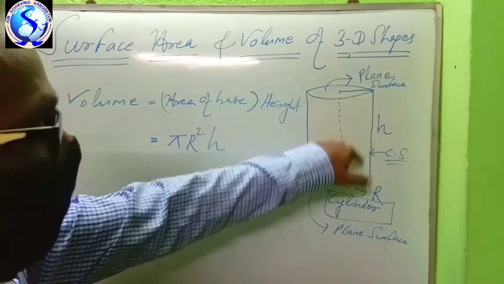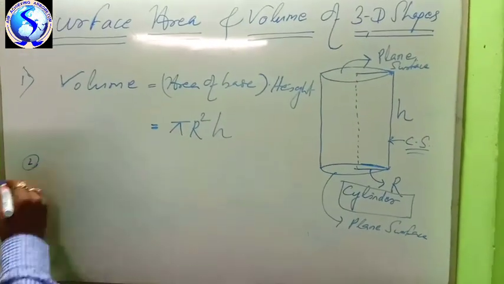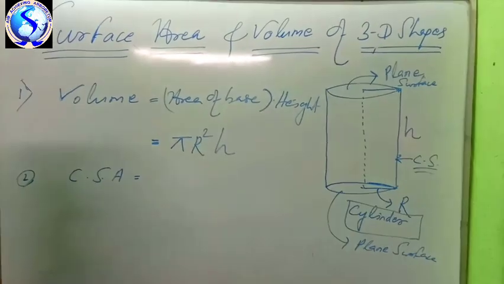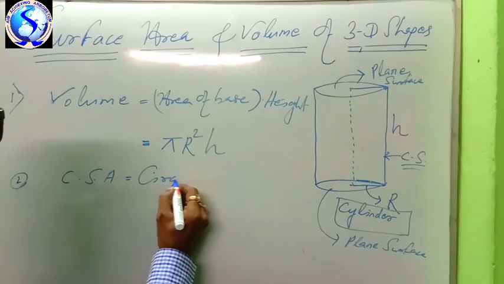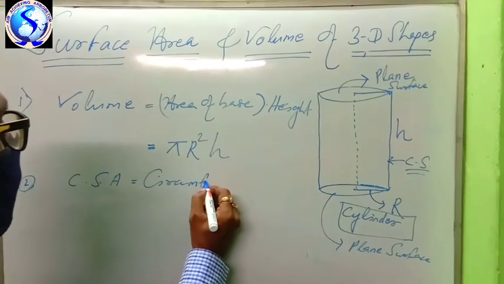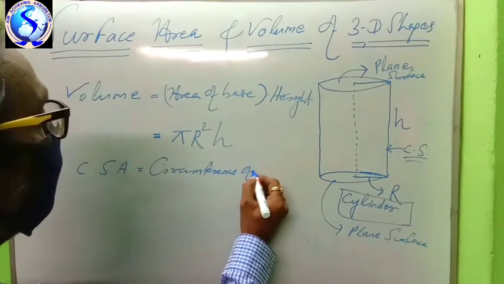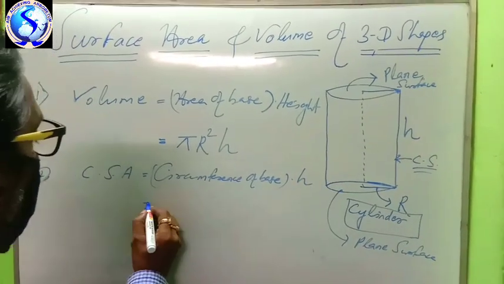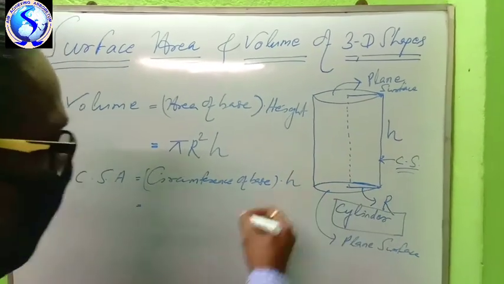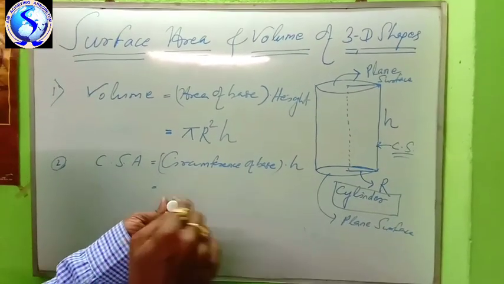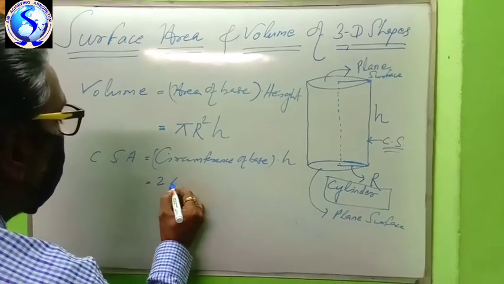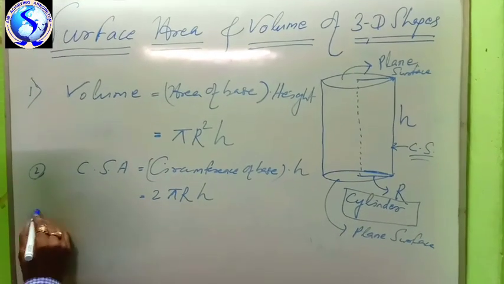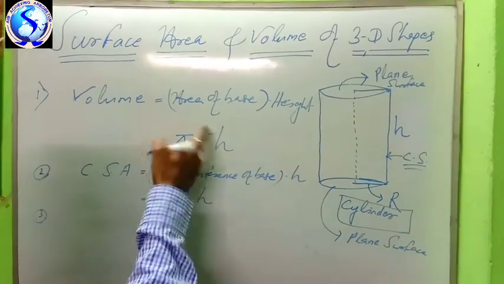H means height. Okay. Number 2, curved surface area. The curved surface area formula is circumference of base into height. What is the circumference of the base? This is the circumference, right? The surrounding portion. Okay. This circumference is 2 pi r. So it is 2 pi r h. Next is area of base. Already I have written pi r square.